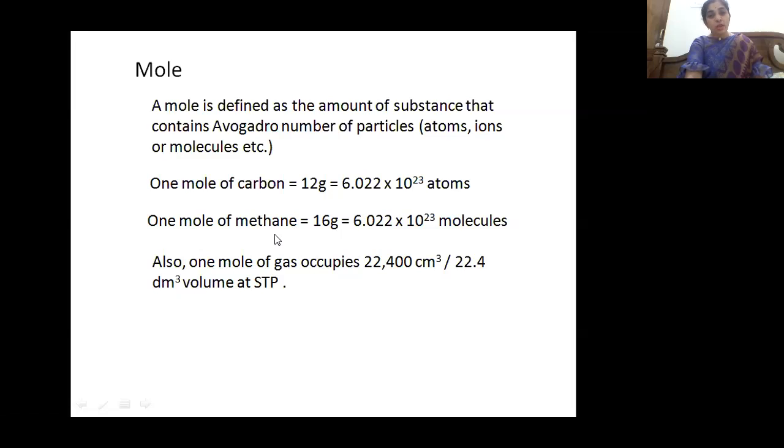Suppose you consider 1 mole of methane, that is CH4, which contains 16 gram, that is carbon 12 plus hydrogen 4 into 1, so 12 plus 4 is 16 grams, which in turn is equal to 6.022 into 10 to the power 23 molecules. Suppose you consider 1 mole of gas, it occupies 22,400 cm cube or 22.4 dm cube volume at standard temperature and pressure.